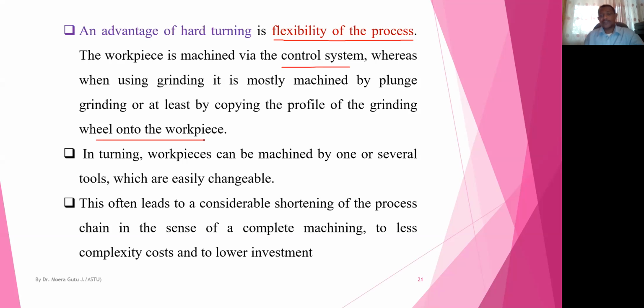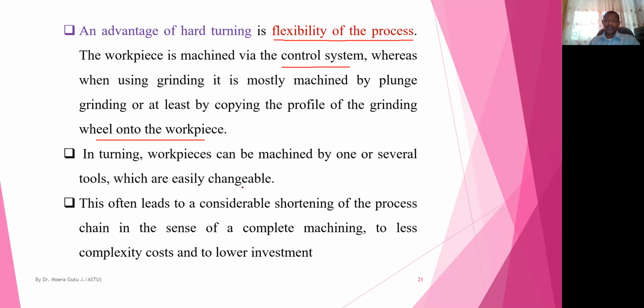The profile of the grinding wheel or of a cutting tool is imposed on the workpiece material during grinding, but during turning, it is not like that. With any shape of the turning tool, you can machine the surface profile which you require. This allows its flexibility. In turning, the workpiece can be machined by one or several tools which are easily changeable. See? The cutting tools can be easily changed.